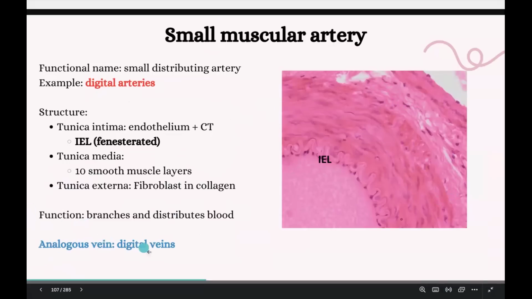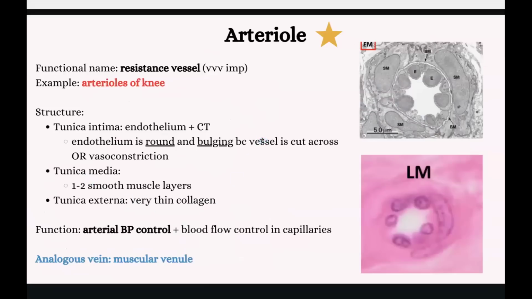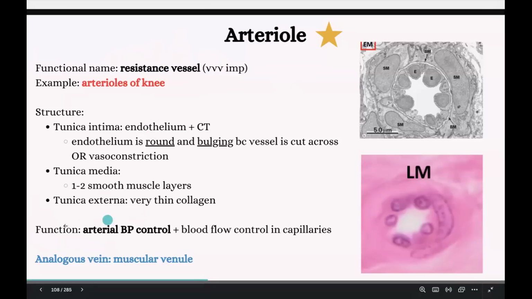And yeah, analogous veins, digital veins. Now we have the arterial. This is very, very important, very high yield, and you need to know everything about this. The name of it, arterial. The functional name, resistance vessel, also very important to know. And the function of it is to control blood pressure. So because of that, it's called the resistance vessel.